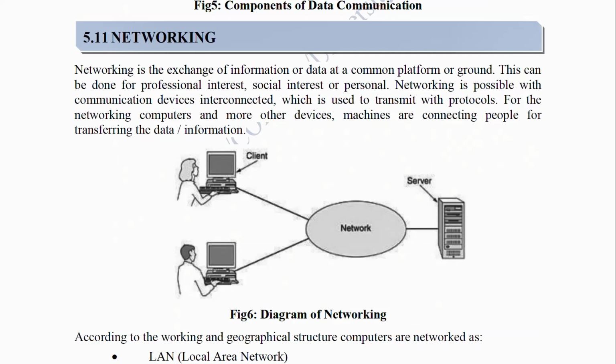5.11 Networking. Networking is the exchange of information or data at a common platform or ground. This can be done for professional interest, social interest, or personal. Networking is possible with communication devices interconnected, which are used to transmit with protocols. For networking, computers and other devices and machines are connected for transferring data and information. Figure 6 represents a diagram of networking.